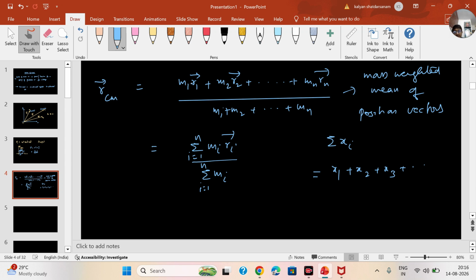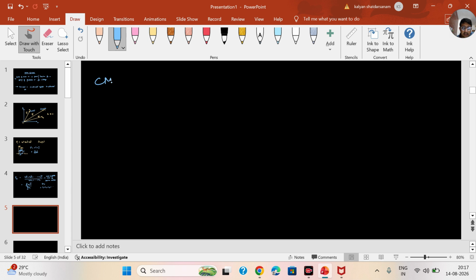Like this, you are multiplying position with mass and adding all this, divided by total mass. So it is some kind of average, but not a simple average. It is called weighted average. Weighted average means you will multiply position with weights or masses and divide by total mass. So that gives you center of mass. I use the shortcut CM. CM refers to center of mass.